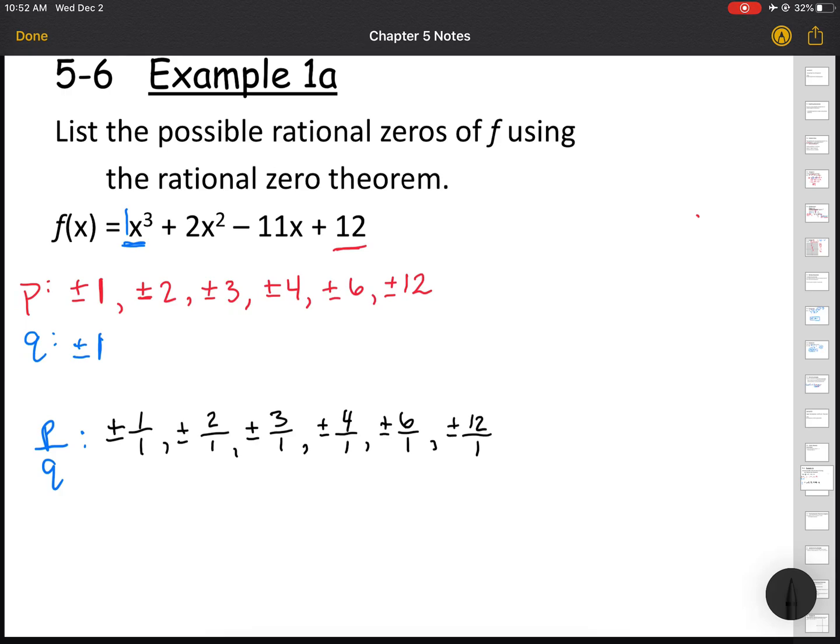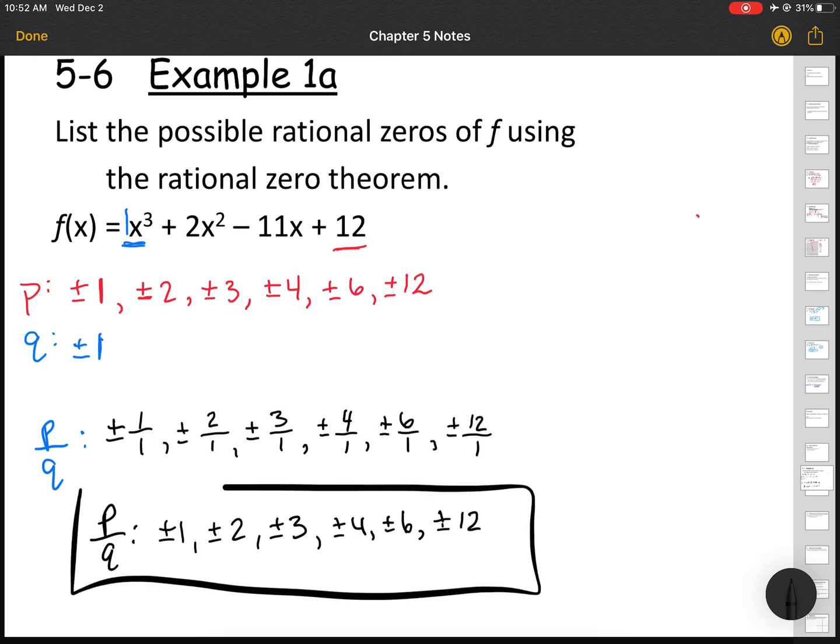And again, all I'm doing is putting each p value on top of the q value, which is just 1 straight across as a q value. Okay, so if I simplify this, the possible rational zeros are positive or negative 1, positive or negative 2, positive or negative 3, 4, positive or negative 6, and positive or negative 12. So here are my possible rational zeros.